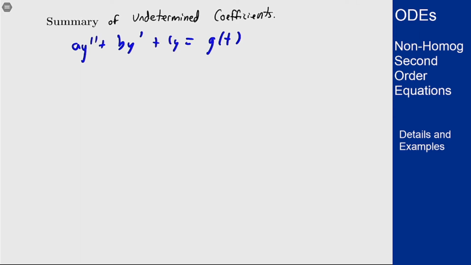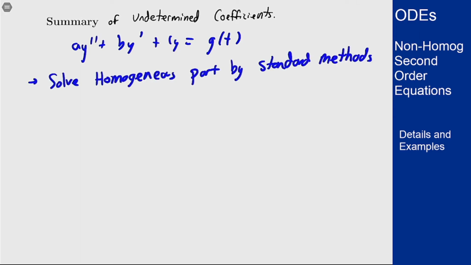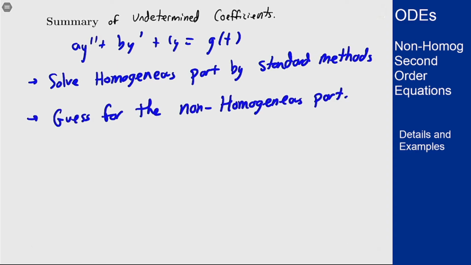We can solve the homogeneous part by our standard methods, and then we need to figure out what to guess for the non-homogeneous part. The basic idea is you want to guess something that in some sense looks like g of t, but has as yet undetermined coefficients that we're going to solve for to figure out the exact function that solves this second order equation.